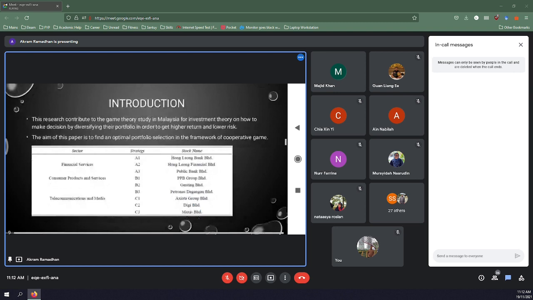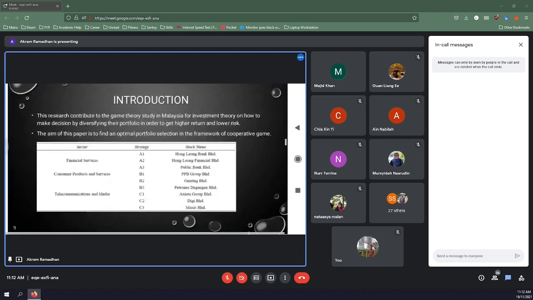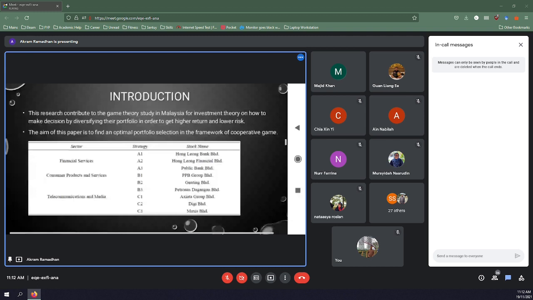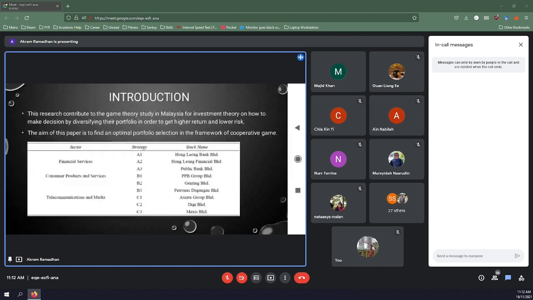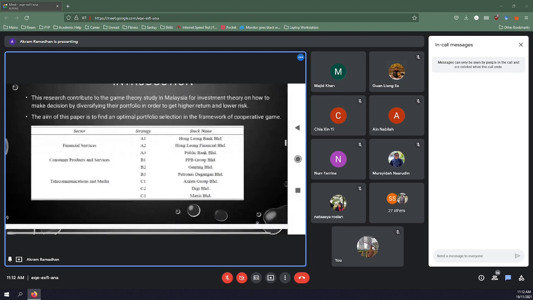The sectors, or players, for this paper are financial services, consumer products and services, and telecommunications and media. My strategy is the stocks, such as Hong Leong Bank, Hong Leong Financial, and so on. So all this is the players and strategies.